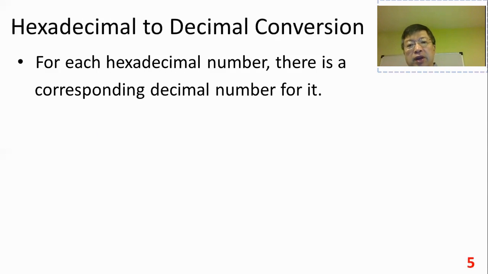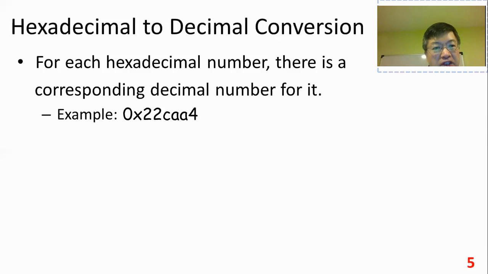But here we want to see how to find it. Let's see one example. Let's still use our previous hexadecimal number. Here, there are 6 hexadecimal digits.